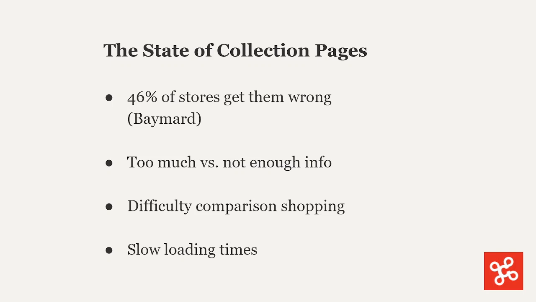Visitors also have difficulty comparison shopping if the right features aren't shown on the collection pages. And lastly, you have to consider loading times. If you're going to be displaying a product slider for each product on the collection page, showing different images, that will likely impact loading time, so you need to consider the trade-offs of doing that.